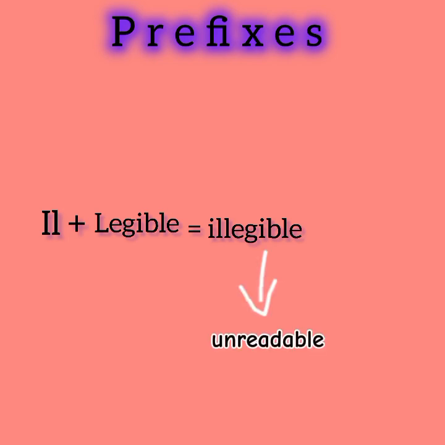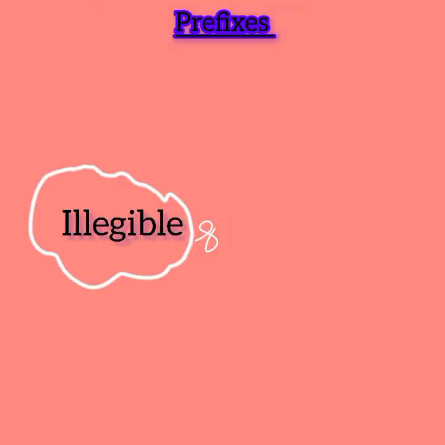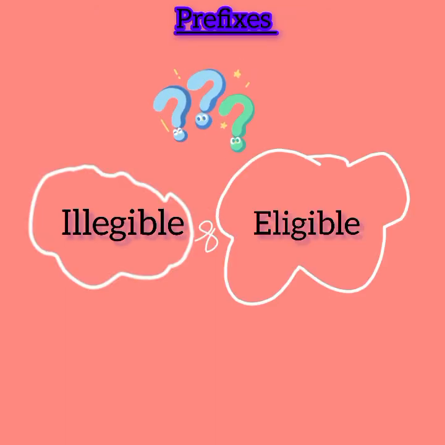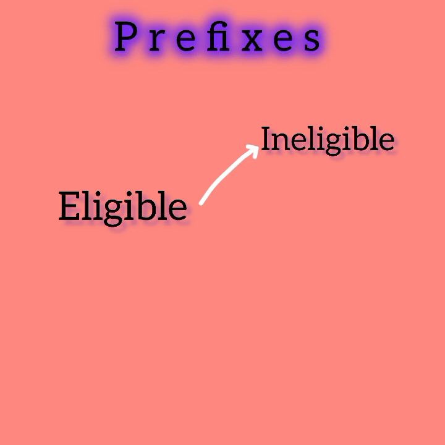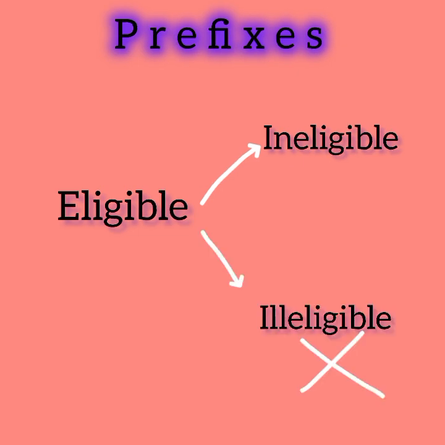Dear learners, be informed that you should not confuse the word illegible with the word eligible. The word eligible means allowed, appropriate, or suitable for something. When you are able to do something, then you are considered to be eligible. When you are allowed to do something, then you are considered to be eligible for that task. And its opposite is ineligible, not illegible.